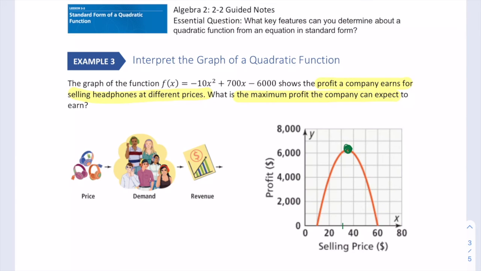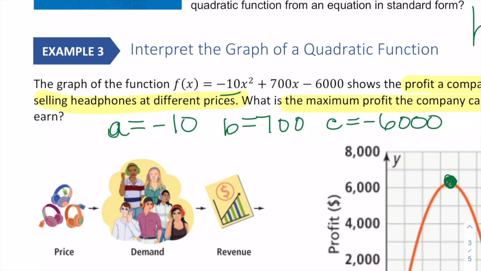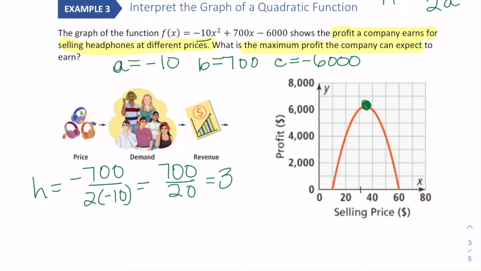And remember, to find the vertex, we're going to have to use h equals negative b over 2a. And so when I plug that in, well, we know that, I'm going to zoom in a little bit, a equals negative 10, b equals 700, and c is negative 6,000. So when I plug that in, we get negative 700 over 2 times negative 10. So 700 over 20 would be 35. So we know that h is equal to 35.